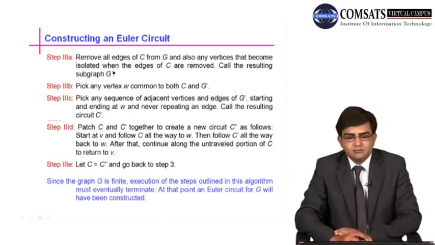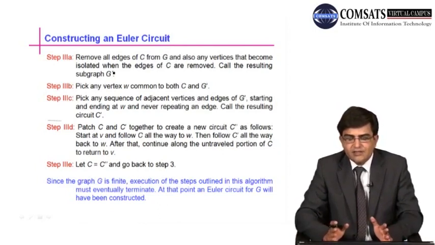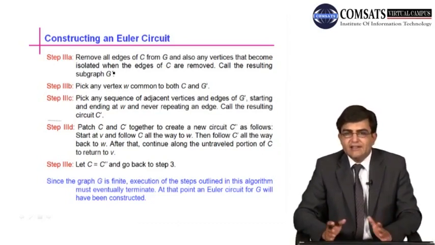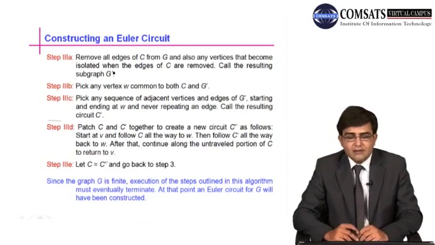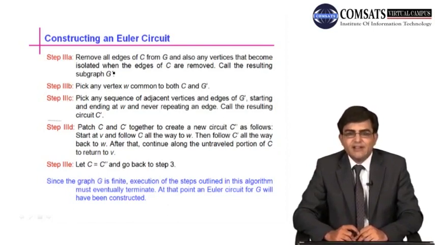Now step 3B: pick any vertex W common to both C and G dash. That is, in the graph which is left, we see what are the common vertices between C and G dash. Now we pick any vertex W common to both C and G dash. Then step 3C: pick any sequence of adjacent vertices and edges of G dash starting and ending at W and never repeating an edge. Call the resulting circuit C dash.